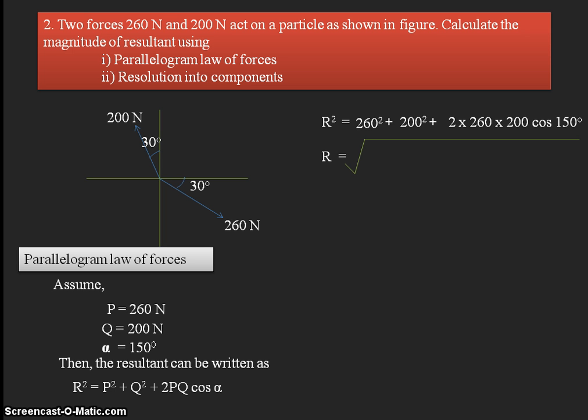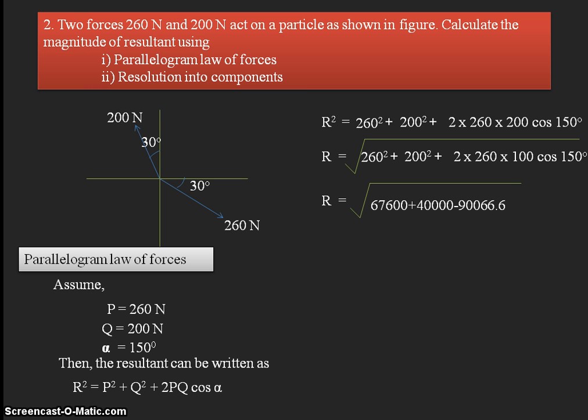R is equal to the square root of the same thing, and here I am representing 260 square plus 200 square plus 2PQ cos alpha values. So by taking the square root of these values, R is equal to 132.4 newtons. So this is the answer, which will give the same effect as the 260 newtons and 200 newtons acting on a body. So that is the resultant force of the two forces acting on a body at a certain point. Okay, this is the way of finding the resultant of two forces acting on a body by using the parallelogram law.